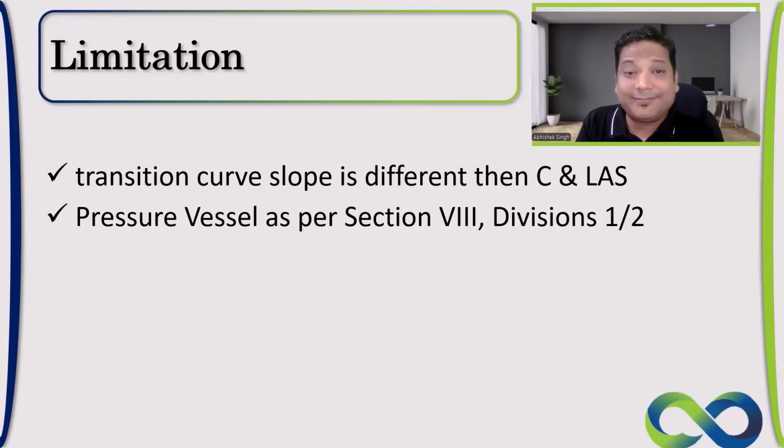Definitely, MAT should be lesser than the critical exposure temperature, and that is the basic rule. The minimum allowable temperature of the material should be lower than the critical exposure temperature.